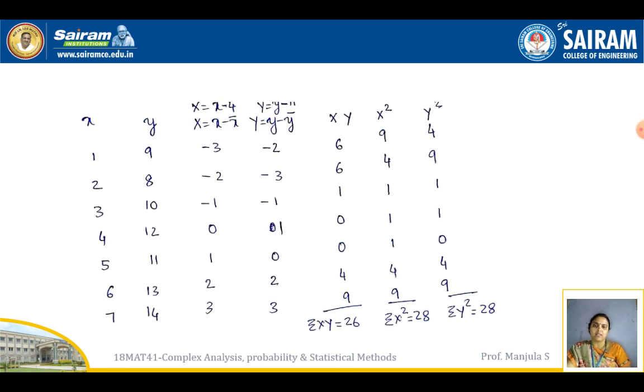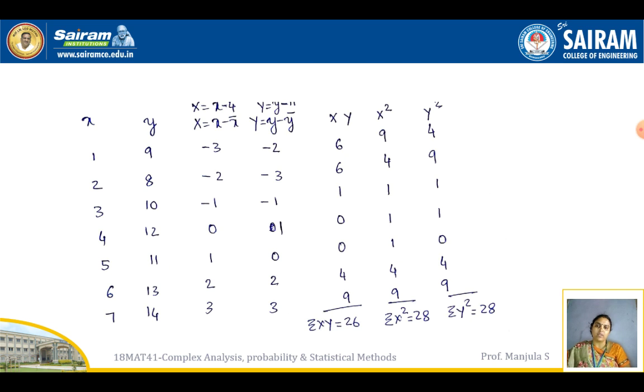In the next slide we go for construction of the table. First, substitute the given x and y values column-wise. Next we find capital X and capital Y. Capital X means X minus X bar and capital Y is Y minus Y bar. We already know X bar and Y bar are 4 and 11, so capital X will be X minus 4 and capital Y will be Y minus 11. With the help of this we can easily find capital X and capital Y.